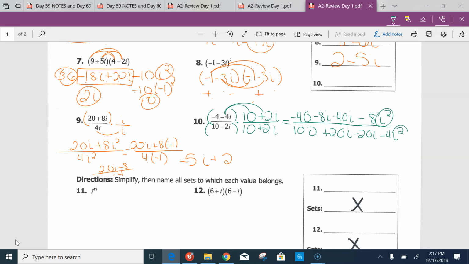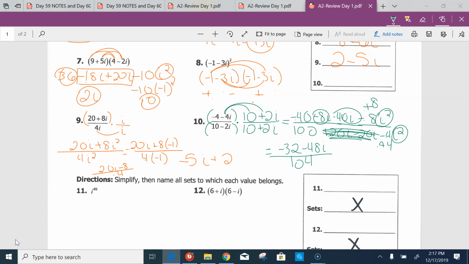These i squareds turn to negative ones. 20i minus 20i cancels out. So what I end up with, see, negative 8 times negative 1 now becomes a positive 8 on top. Negative 4 times negative 1 becomes a positive 4 on the bottom. So I have negative 40 plus 8, which ends up giving me a negative 32 on top. Negative 8i minus 40i is negative 48i over 100 plus 4 is 104.